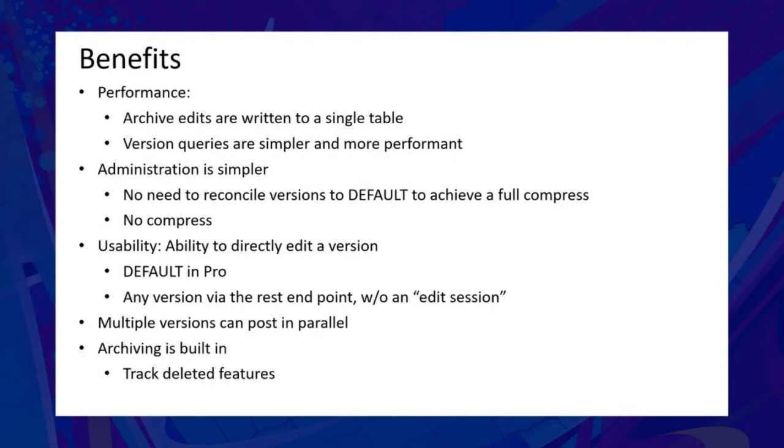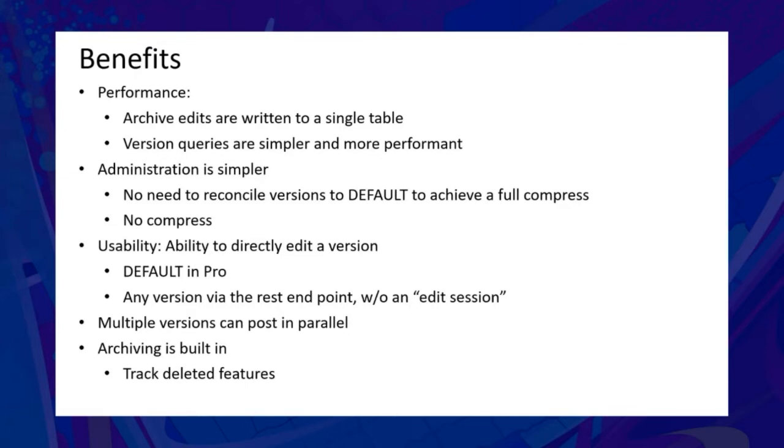With traditional versioning, it was a required administrative workflow to reconcile versions with default, so that the default lineage is not pinned by any version to achieve a full compress. With branch versioning, there is no such requirement. You reconcile a version when you are ready to get changes from the default version. With branch, the big bonus is that there is no need for compress.